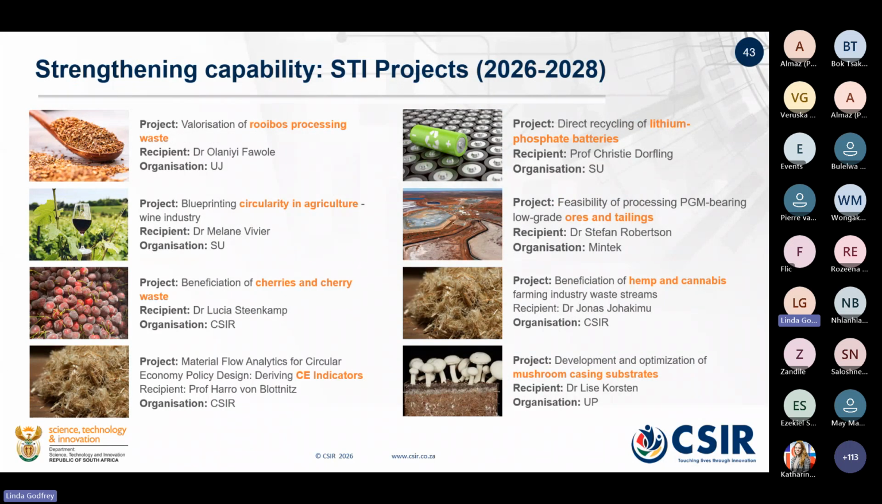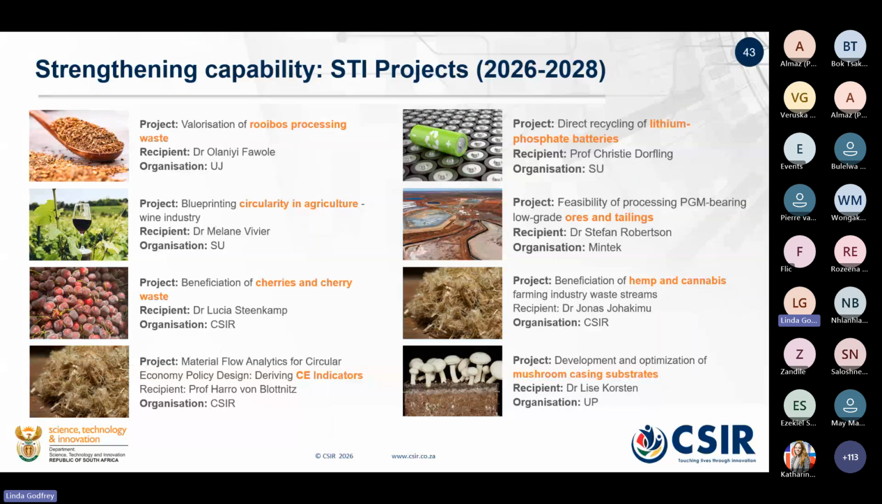These are more research focused, not necessarily always with an industry partner. A strong focus here on some agri and agro-processing waste streams. You can see, again, unlocking high value from rooibos processing waste. We have one with the wine industry on blueprinting circularity that's being driven from Stellenbosch University. Beneficiation of cherries and cherry waste being undertaken by the CSIR.